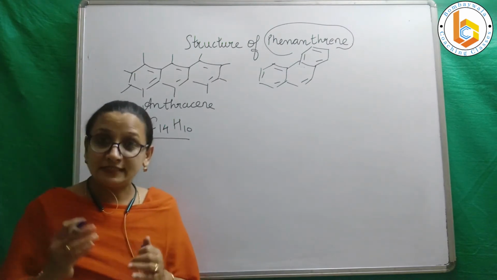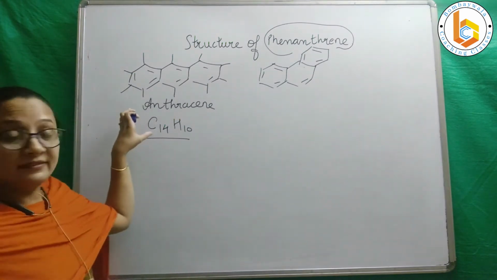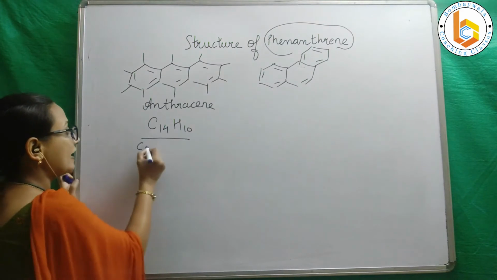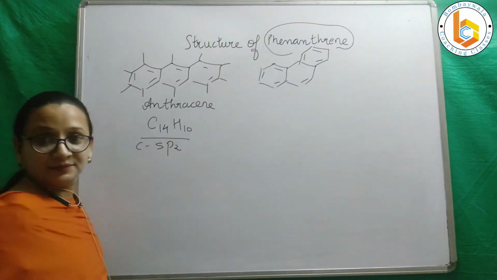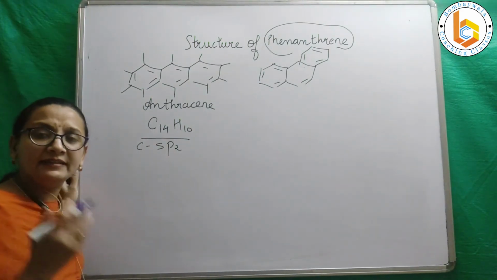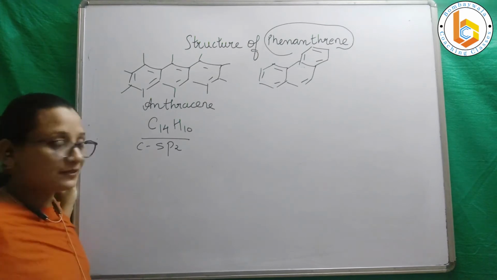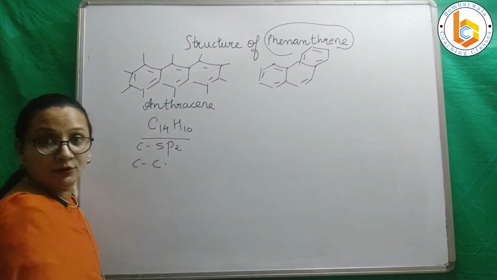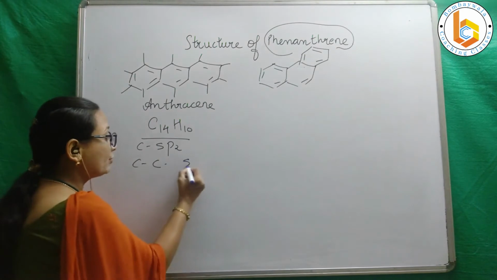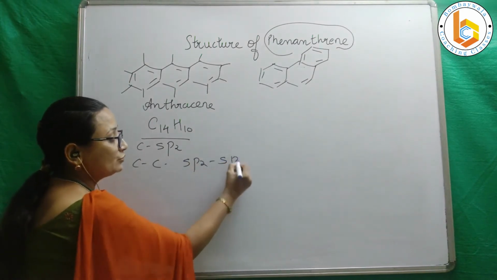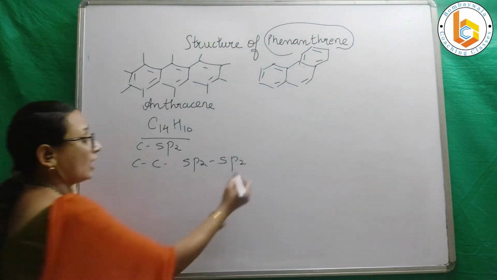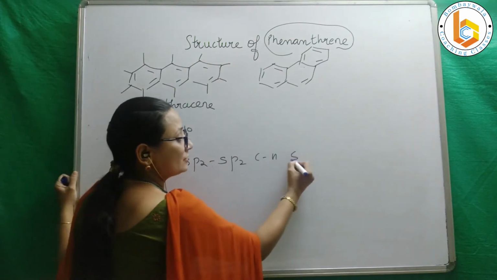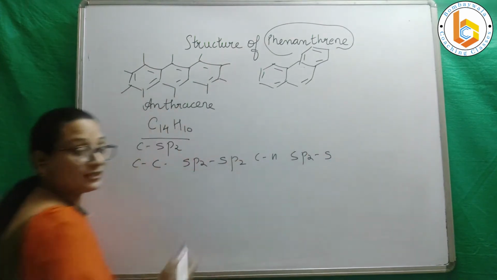We have already said that all the carbons are sp2 hybridized. Right? Because they are double bonded. Anything which is double bonded is sp2 hybridized. Then all the carbon-carbon single bonds are because of sp2 overlap, and the carbon and hydrogen single bonds are because of sp2 and s overlap.